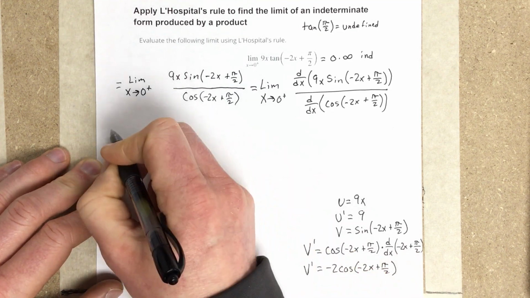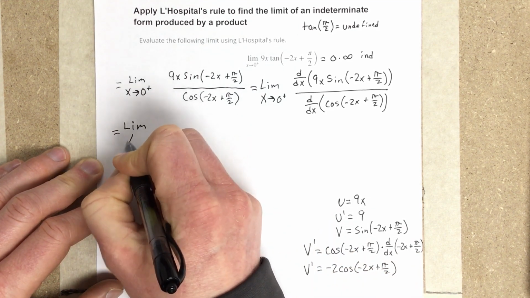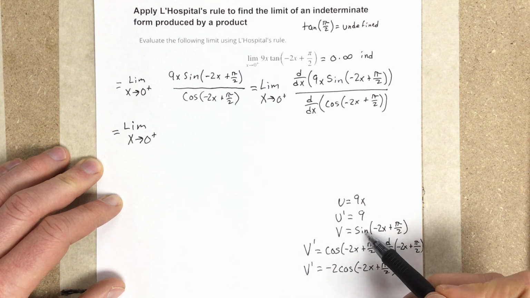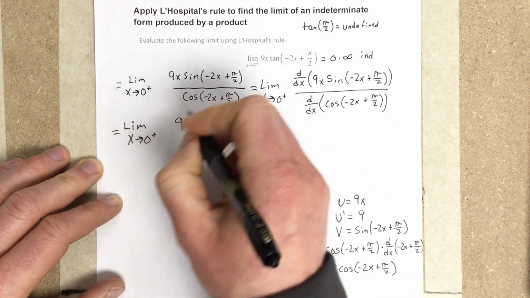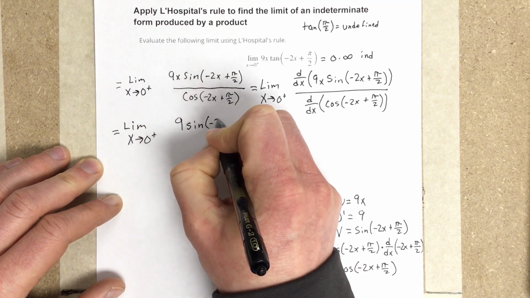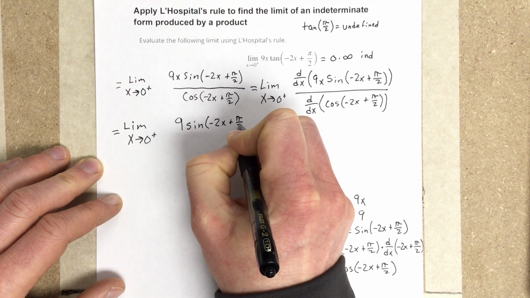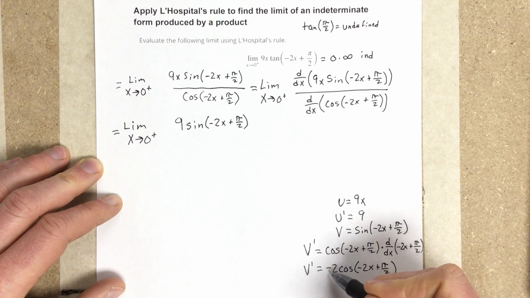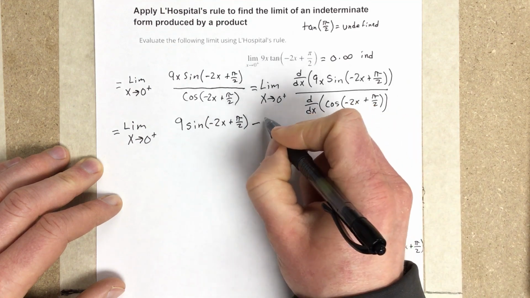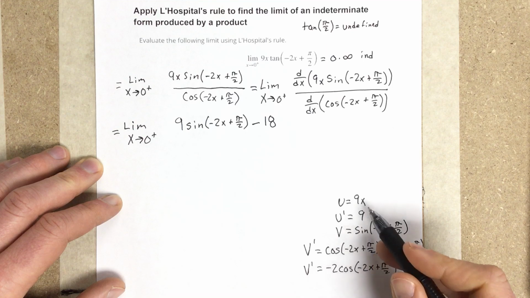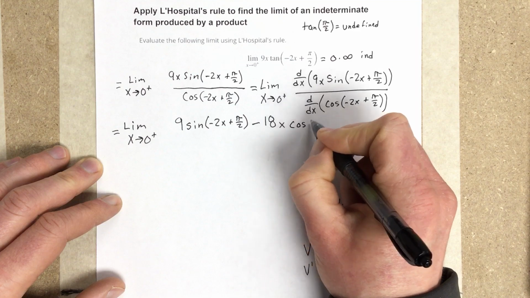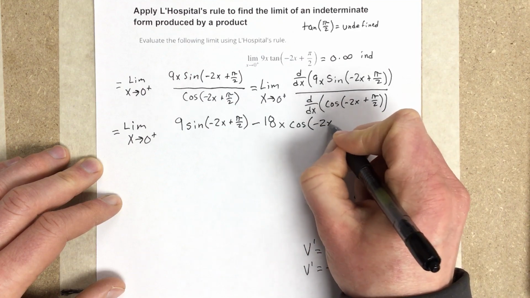So we're going to write that up here. We're going to have the limit as x approaches 0 from the right. We're going to plug in our product rule here. So we have u prime times v, so 9 sine of negative 2x plus pi over 2, plus, well, actually minus, because of that negative, we're going to take v prime times u, so that's negative 18x cosine of negative 2x plus pi over 2.